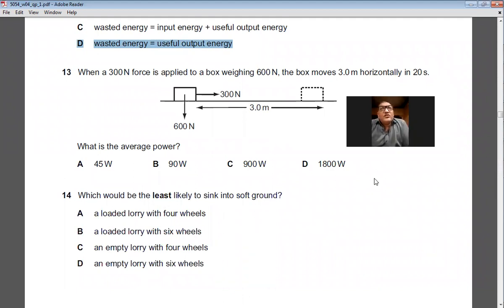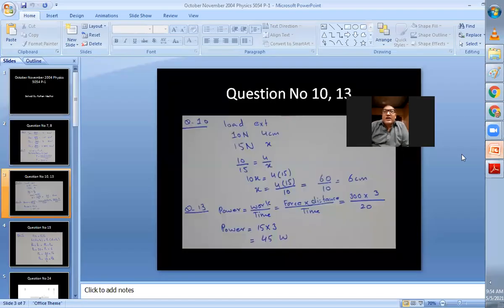When a 300 Newton force is applied to a box weighing 600 Newton, the box moves 3 meters horizontally in 20 seconds. What is the average power? You can calculate average power if you know the work done. I can calculate the work done and then divide it by the time taken to do that work. That will give you the power. So power is equal to work done divided by time. The work done in this case will be force multiplied by distance. Here force is 300 Newton and the distance is the distance moved in the direction of the force, that is 3 meters. So simply multiply 300 Newton with 3 meters, it will give you the work done, and then divide it by the time, that's 20 seconds, that will give you the power. I have done this on paper, let me show you how I did this numerical.